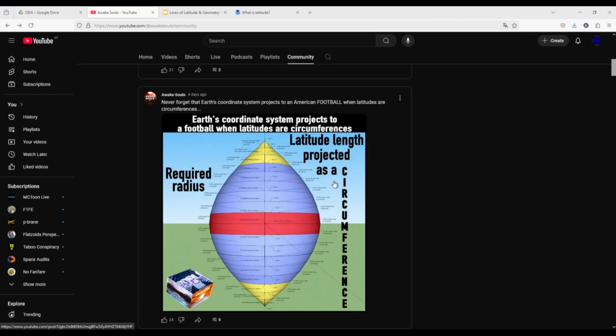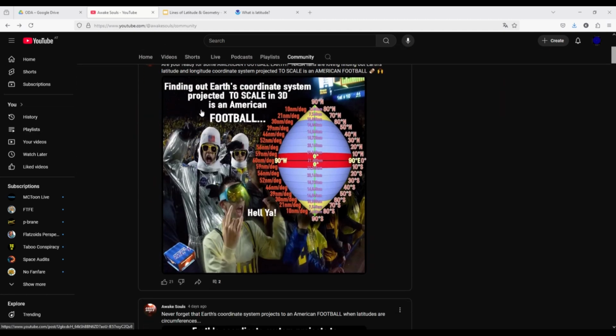So he says that finding out Earth's coordinate system projected to scale in 3D is an American football, which would be extremely funny, particularly for Americans. But of course, this is not the case. The Earth is a sphere, as we know. But I would like to talk about what is wrong with this picture here.